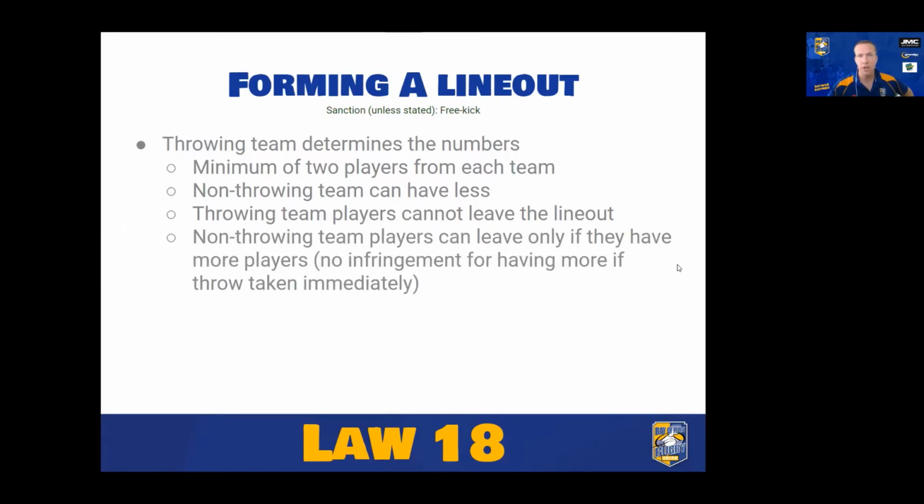The non-throwing team, though, they can leave, but only if they're matching numbers. So if they've got equal numbers or fewer numbers, they can't then have some players just leave randomly. Again, that's an infringement. However, if they've got more numbers in the throwing team, and the line-out gets set straight away and the throw is taken straight away, then we're not going to call an infringement on the non-throwing team. So they've had no opportunity to set numbers.